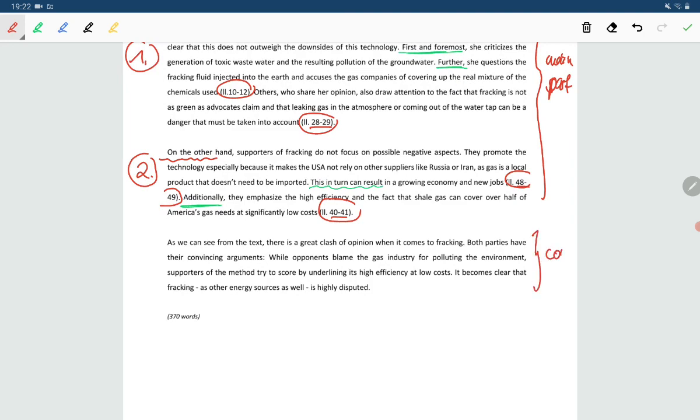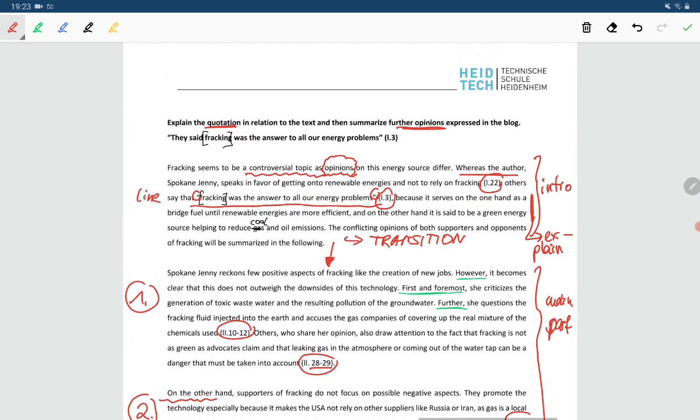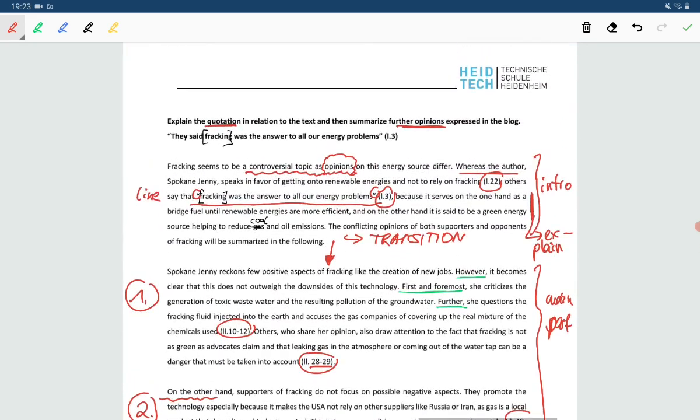Of course, you have a conclusion as well. You can start out by saying something like, as we can see from the text, right? So you go back to the text, you sum up what has been said. You do not simply repeat, but you wrap it up neatly. You put it in a nutshell. There are different opinions, they clash, and there's not just one solution, right? It becomes clear that fracking is highly disputed. This is the essence of the text. This is what you find out. Now, ideally, this should be your text-based composition.